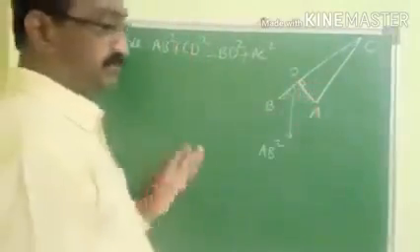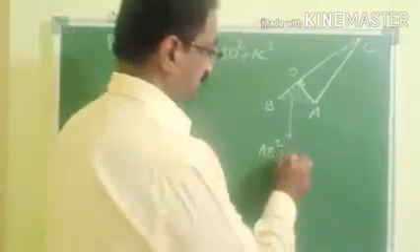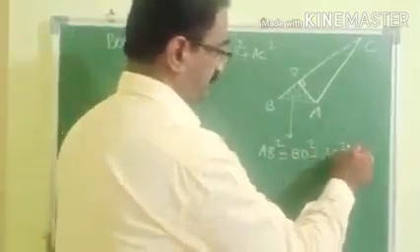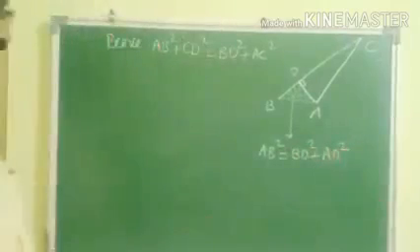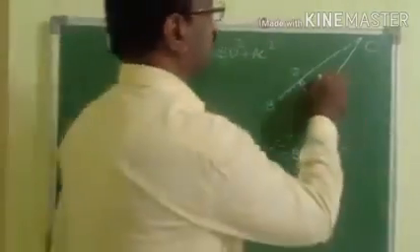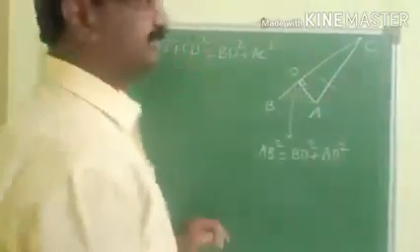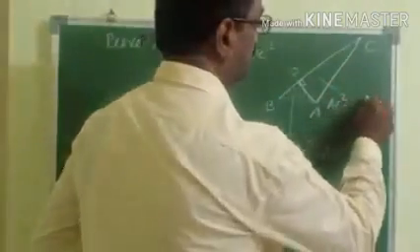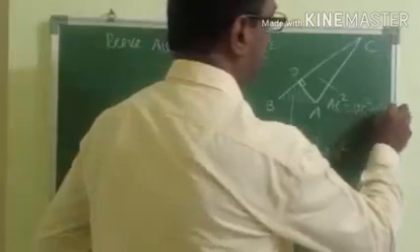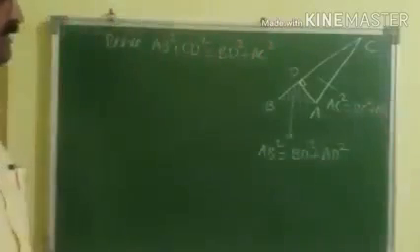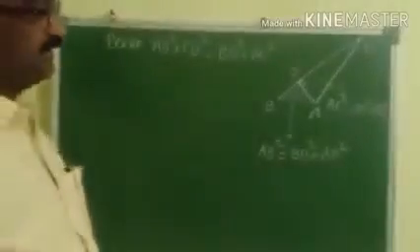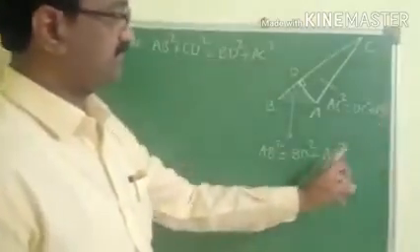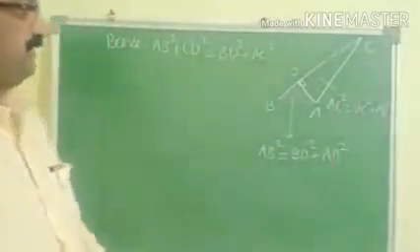AB square, the hypotenuse, is equal to BD square plus AD square. Okay, BD square plus AD square. In this triangle, if we apply the Pythagoras theorem, what will we get? AC square is equal to DC square plus AD square. Now, in these two, which one is common? AD square is common.